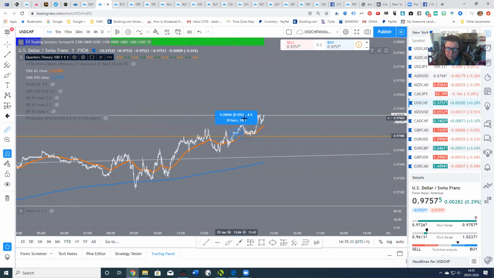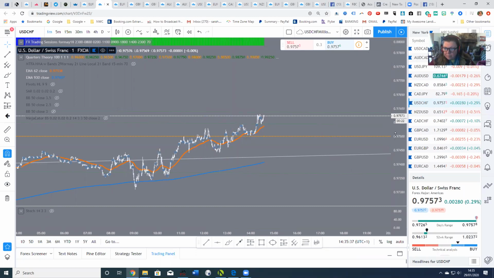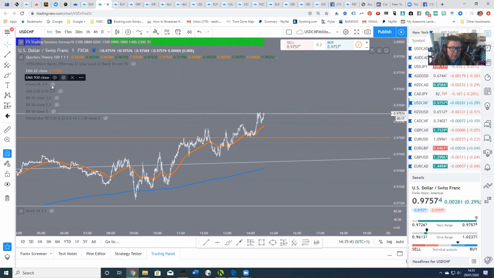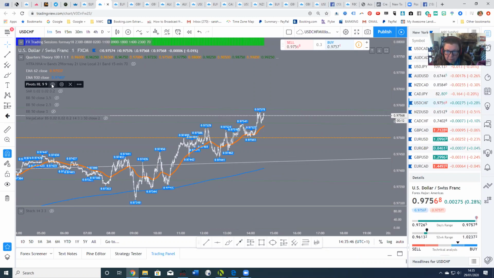At a little, about 5 pips. So we might want to look at this for a buy. Let's just have a look at where the pivots are. Lazy man's highs and lows, that's all this is.